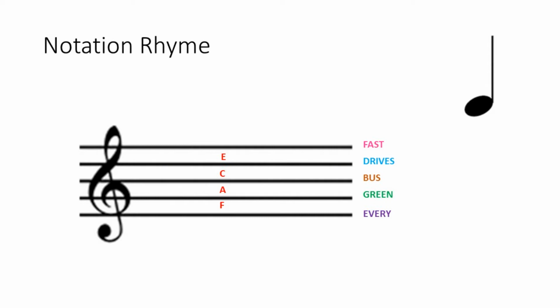But also our notes go through the lines as well. And you'll see at the side of the lines, it says from the bottom to the top, every green bus drives fast. So if the note was going through the bottom line, that note would be an E for every. If it was going through the second line, it would be a G for green. If it was going through the third line, it would be B for bus, the fourth line, D for drives, and if the note was going through the top line, it would be an F for fast.